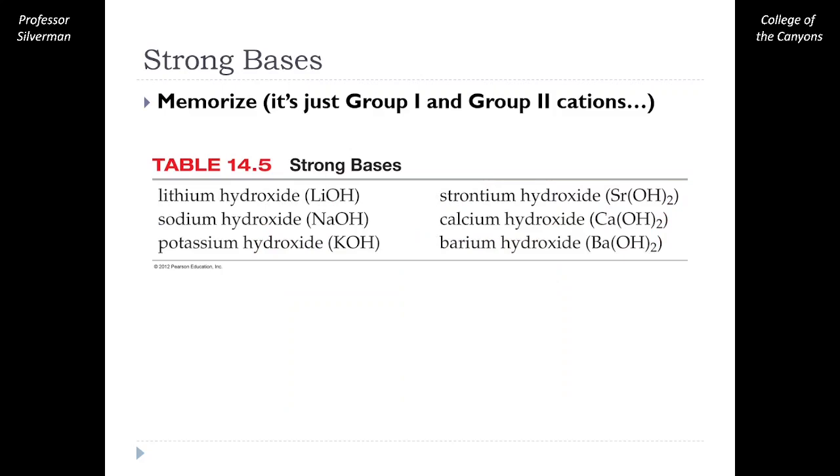Our strong bases are easy to remember. They're simply the hydroxide compounds that form when you have a group 1 or group 2 cation.